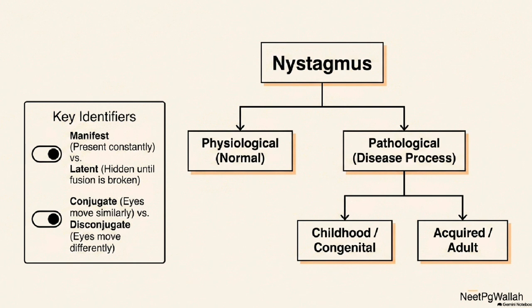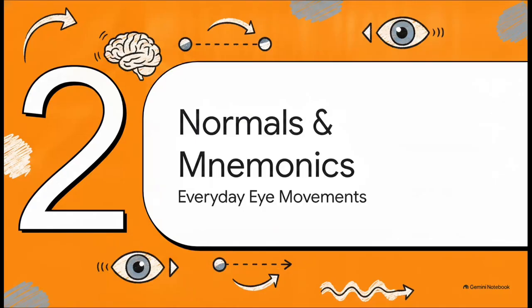So, how do we organize all this? We can confidently split every single nystagmus case into two main buckets. First, physiological, which are completely normal, healthy responses. Second, pathological, which actually indicate a disease process. Those disease processes are then broken down by whether they show up in childhood or are acquired later on in adulthood. Section 2. The normal and the mnemonics.